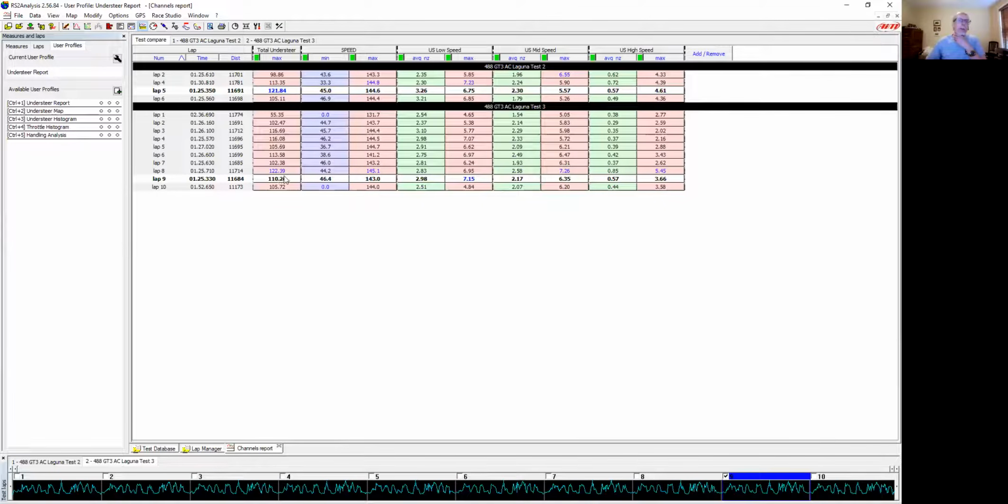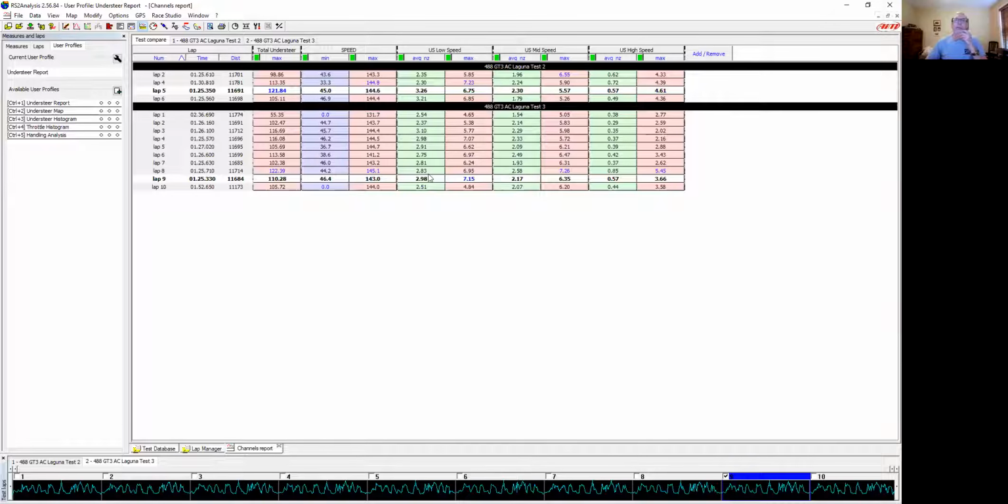Our total understeer did go down. All right, so that's good. I've only gone 2 100ths faster. So it's not like I took a big chunk of lap time off with this change. Minimum speed increased a little bit. Maximum speed actually went down. So that's not very good.